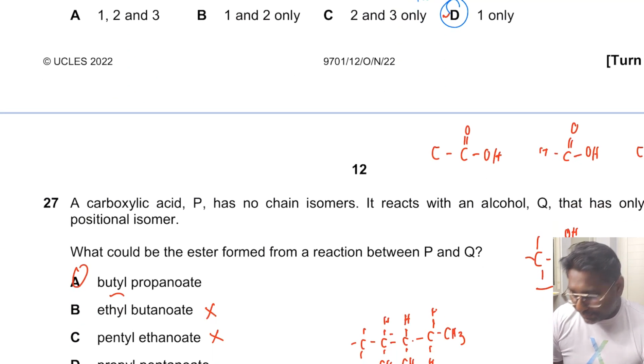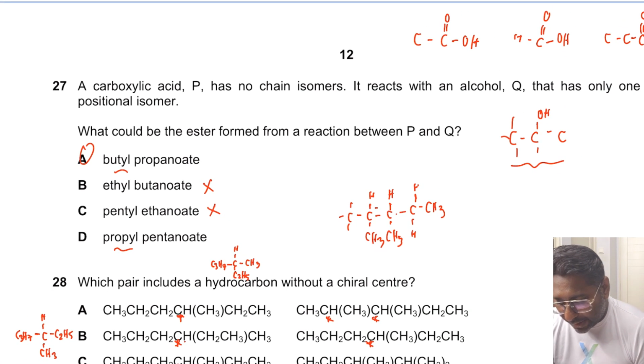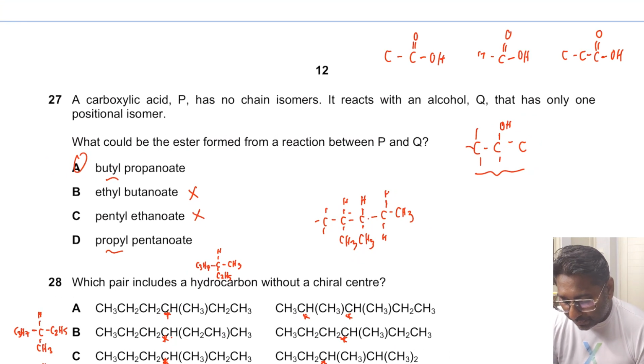Now 27. Carboxylic acid P has no chain isomer. It reacts with an alcohol Q that has only one positional isomer.